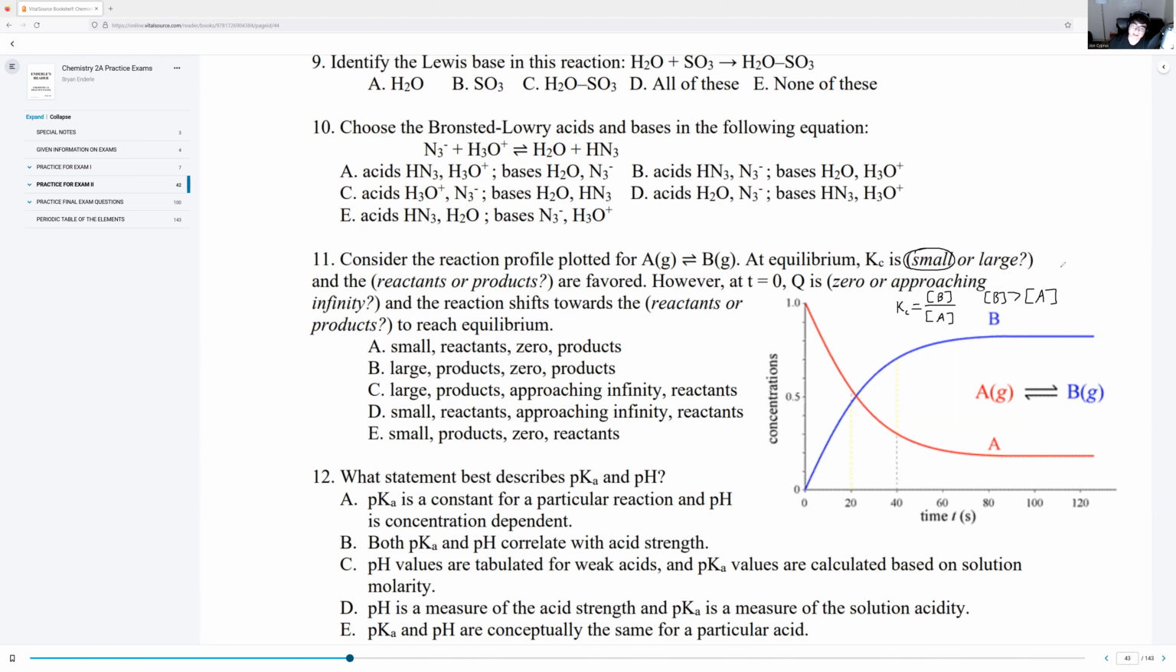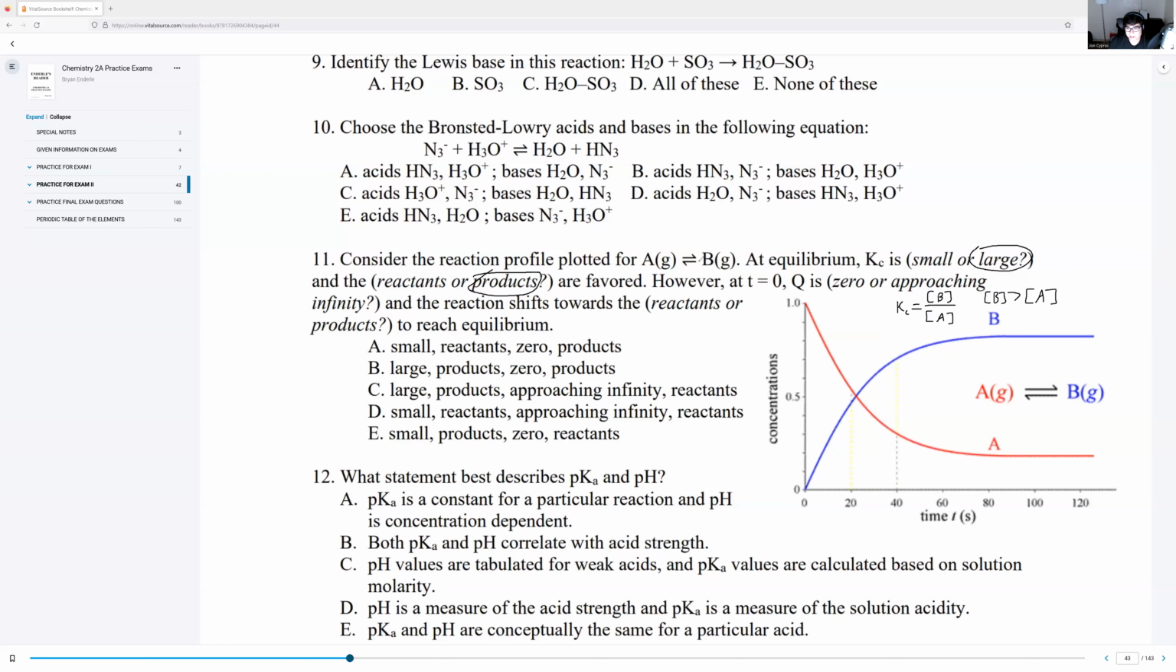Small, because it's a, oh, whoops, large. My bad. Large because you're dividing a larger number by a smaller number. That's the consequence of the division here. If A is larger than B, then it would be small. I think they mean less than 1. And the products are favored, right? We have more B than A.